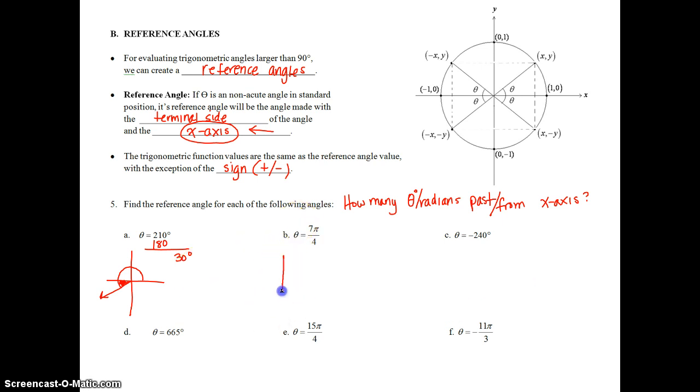Let's look at B, 7 pi over 4. This one comes all the way around, and then it's pi over 4 short of being a full rotation. So how many degrees or radians is it from the x-axis? So the reference angle here is pi over 4. Okay, let's look at negative 270. If you draw negative 270, you go negative 180, and then you go another 60 degrees. Now we don't really care that this is negative because the question is, how much further did I go from the x-axis? And the answer is, I went 60 degrees past the x-axis.